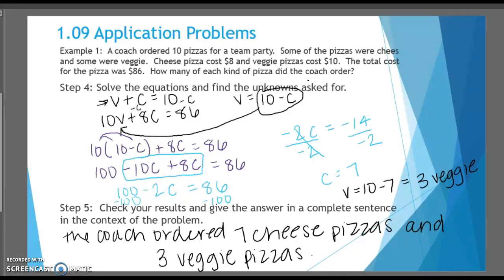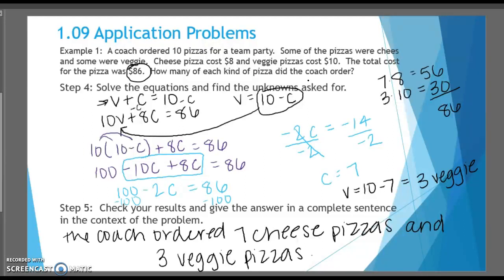Okay, if the cheese pizzas were $8 a piece, you're going to come up here and say, well, 7 times 8 is 56. And if he ordered 3 veggie pizzas and the veggie pizzas were $10 a piece, that's $30. If I add those all together, I get $86, which is how much the coach spent on pizza.